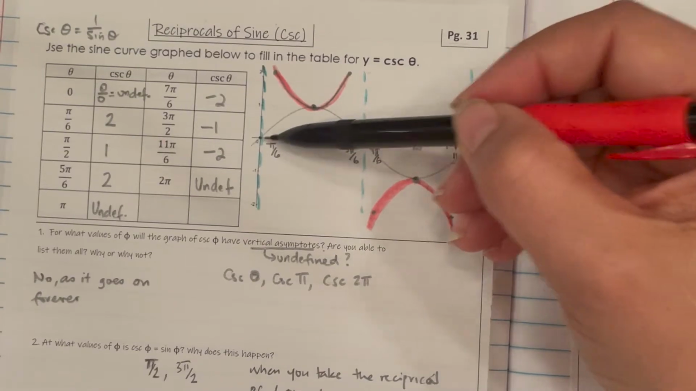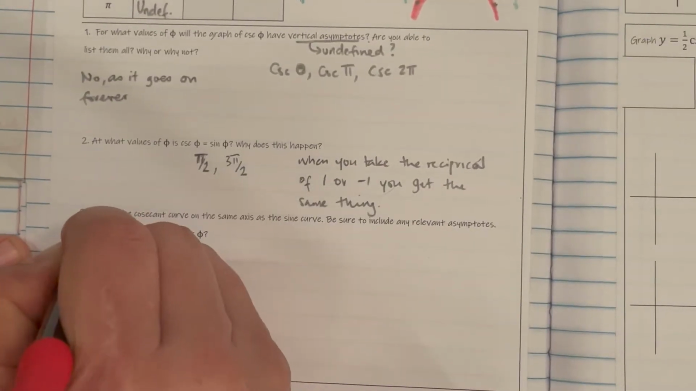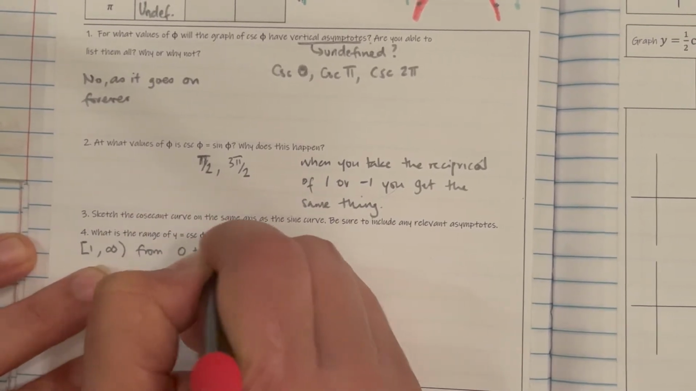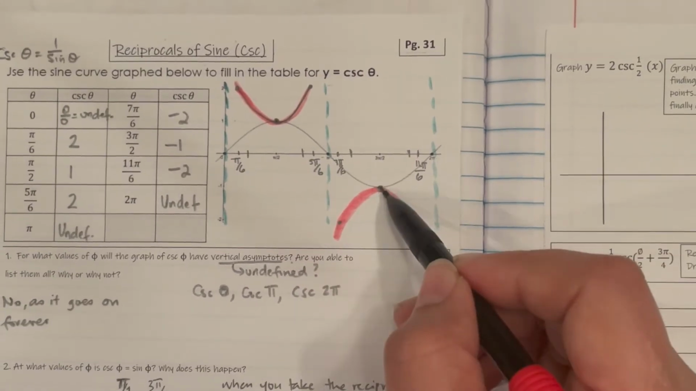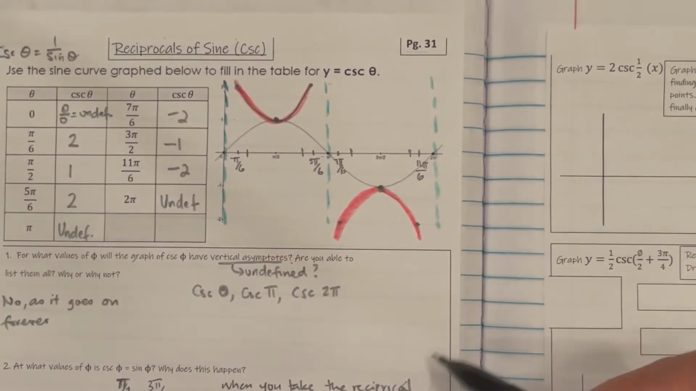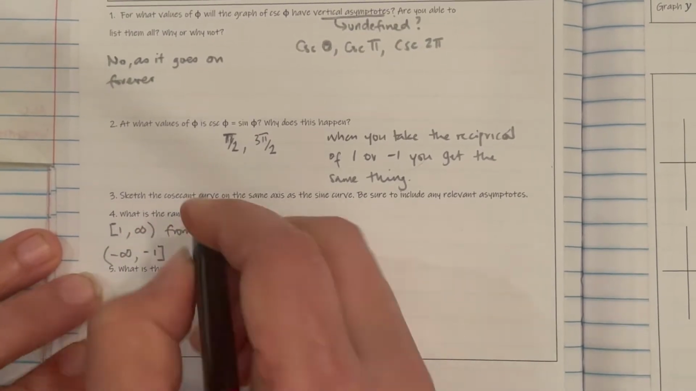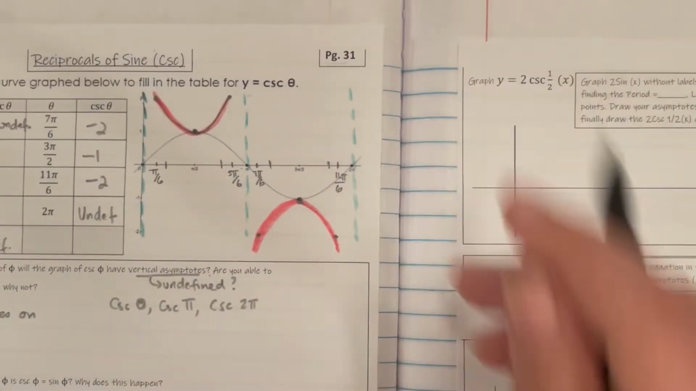All right, so let's go ahead and look at the range. The range is the bottom to the top. It goes from 1 to infinity, closed and open because infinity is never closed. And then on this interval, the maximum is negative 1, and it goes from negative infinity to negative 1. It's closed on negative 1 because it includes that number. So within those intervals, that's the range.